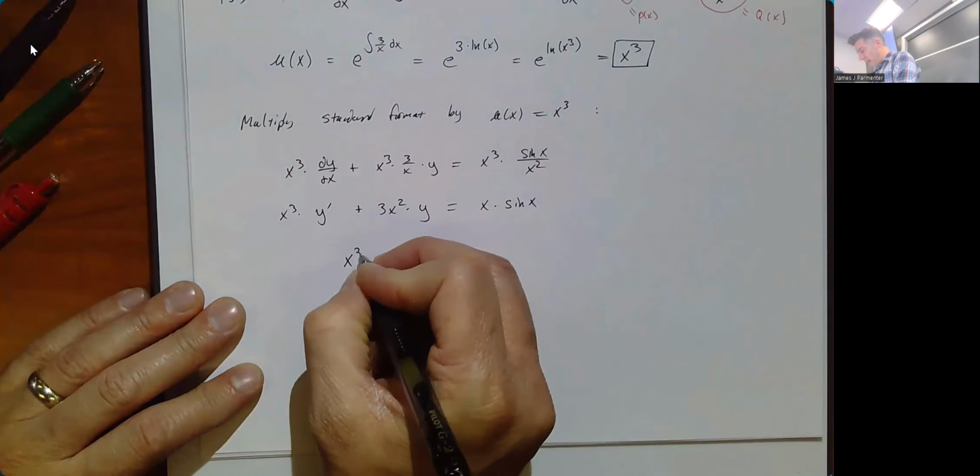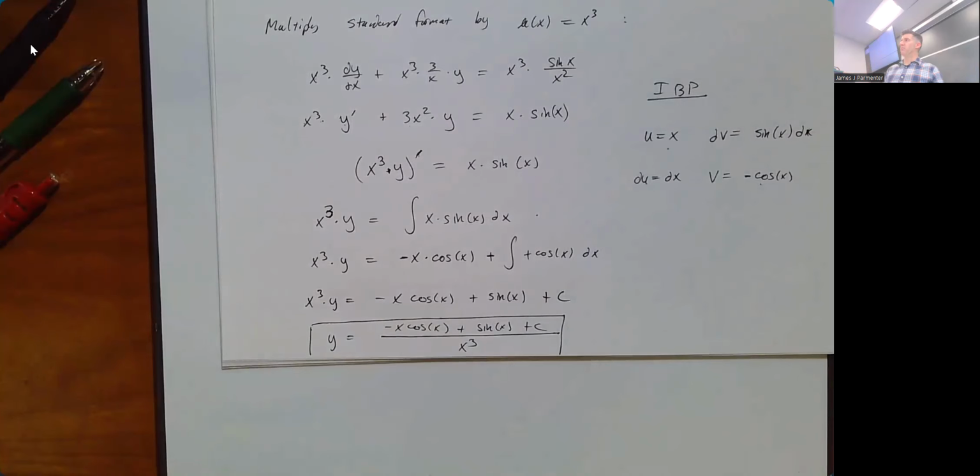Finally, we can solve for y by dividing by our integrating factor here. We get y equal to all of this divided by x cubed. I think in the solutions I divided each part by x cubed, but either way is fine.